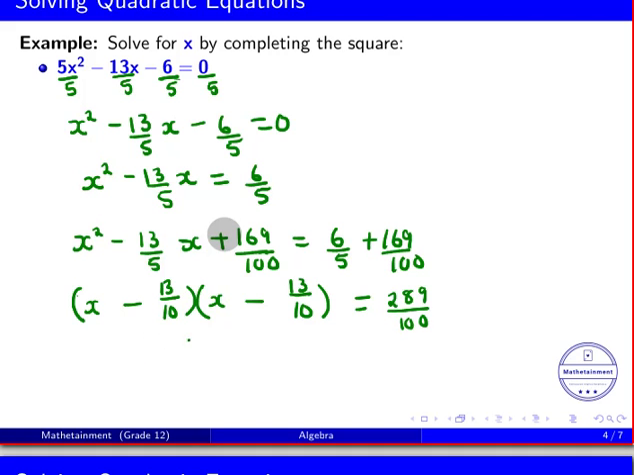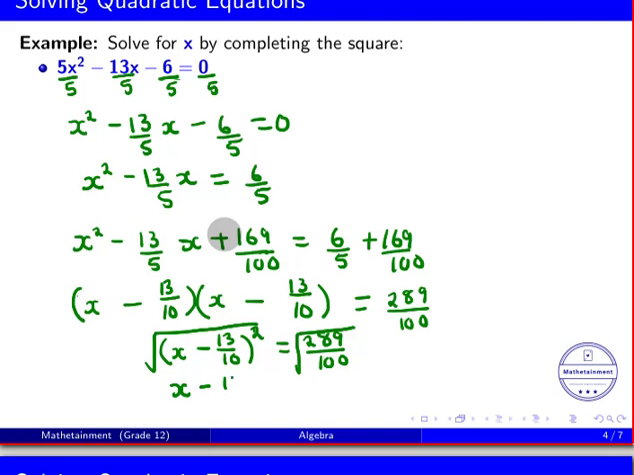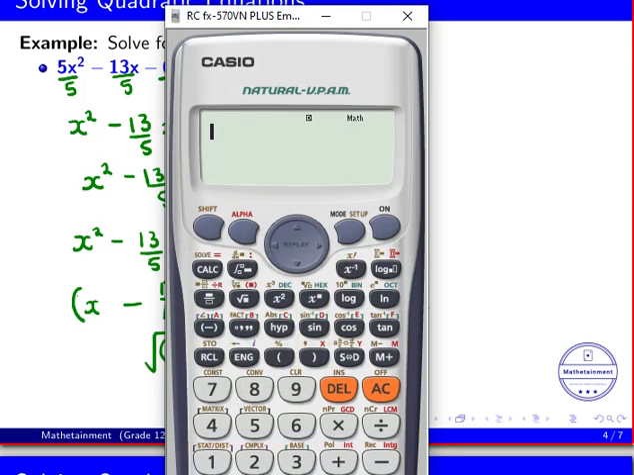And now, what we have here, we can take one factor and square it since the factors are the same. x minus 13 over 10 squared equal to 289 over 100. And now we apply a square root on both sides of the equation. So what we get there, we are getting x minus 13 over 10 being equal to plus or minus the square root of 289 over 100.